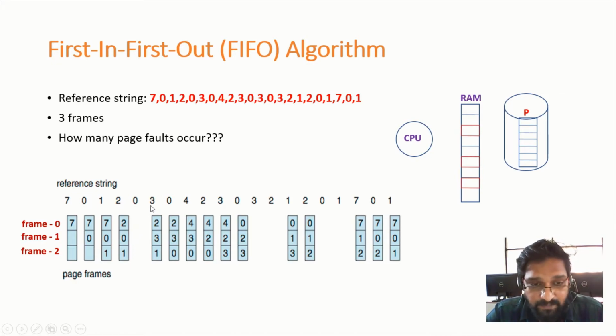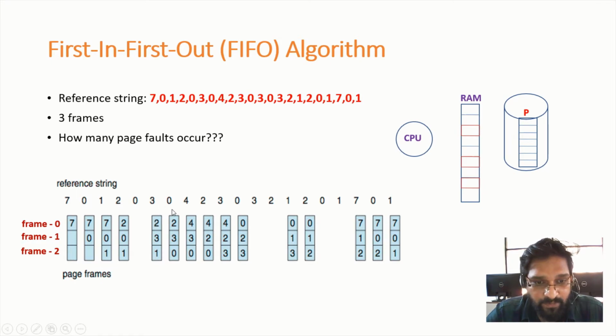So which page number needs to be replaced by page number 3? Among 2, 0, 1, page number 0 arrived first. Therefore page number 0 needs to be replaced by page number 3. Once we replace page number 0 by page number 3, the contents of RAM will look like this, that is 2, 3 and then 1.